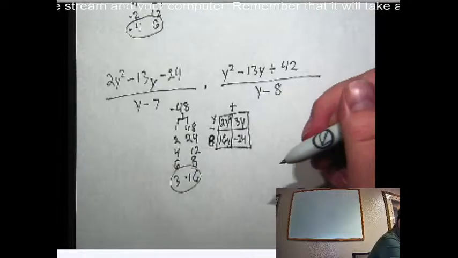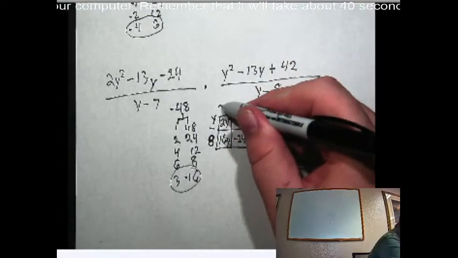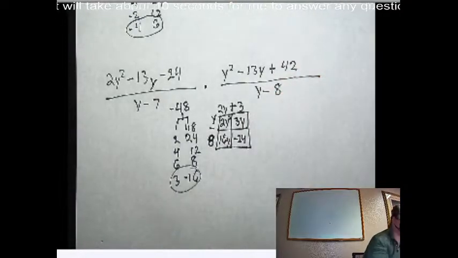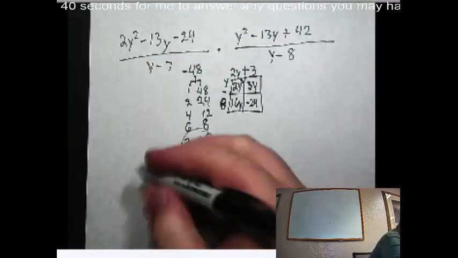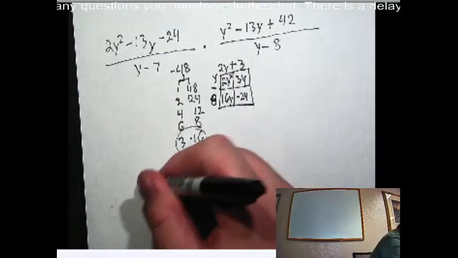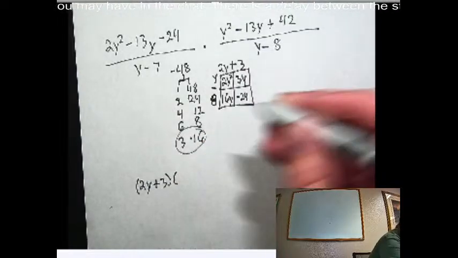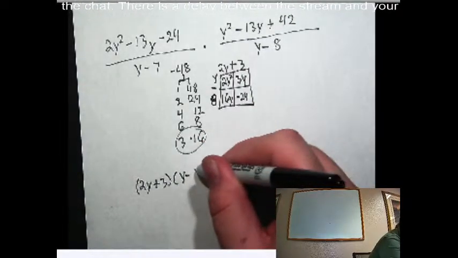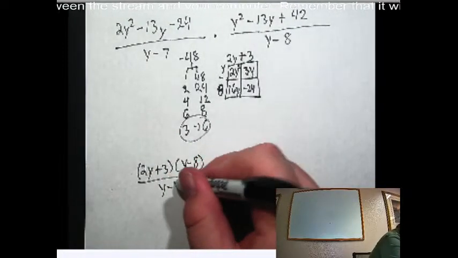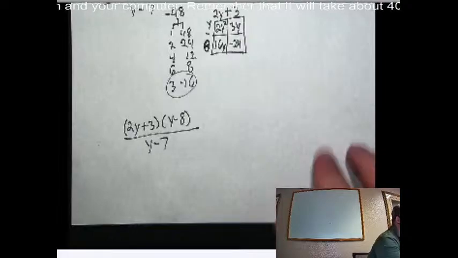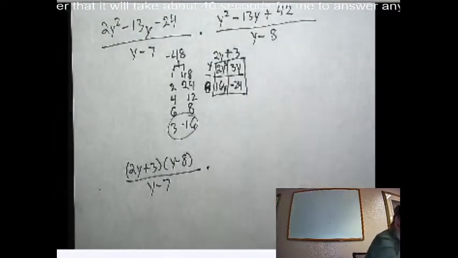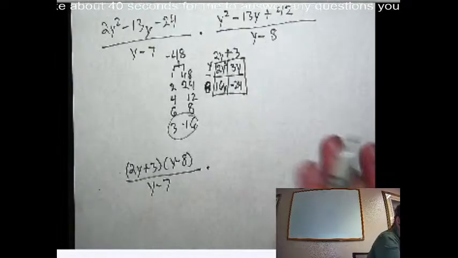How about this column? 2 and y. This column? Okay, so our two factors are 2y plus 3 and y minus 8. And it's still over y minus 7. So do we see anything we can reduce right now? No. Huh. Let's move on. Let's see if we can get anything out of this.